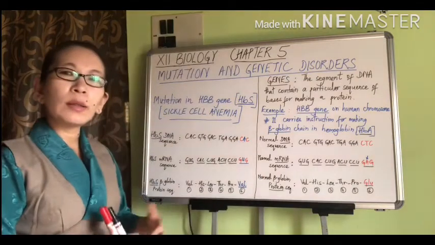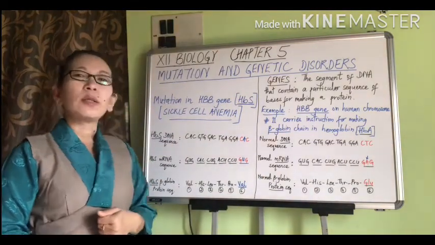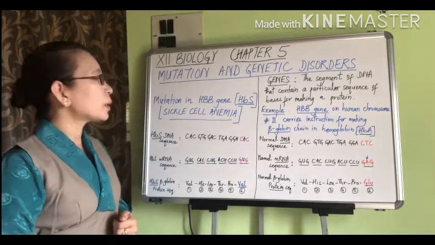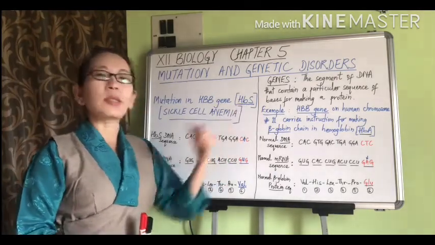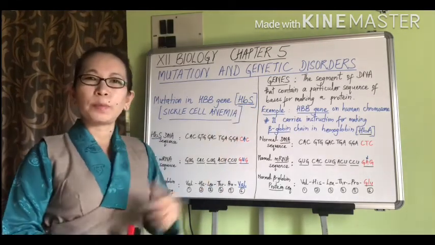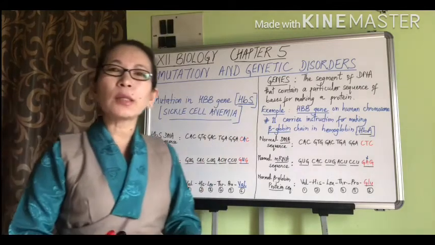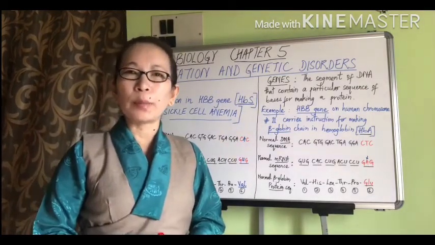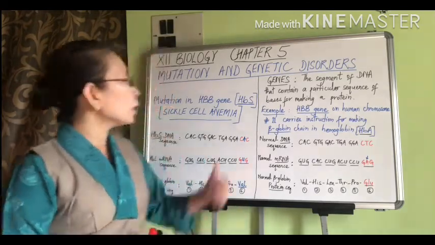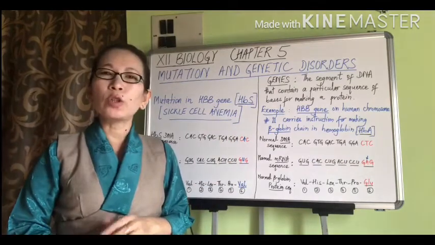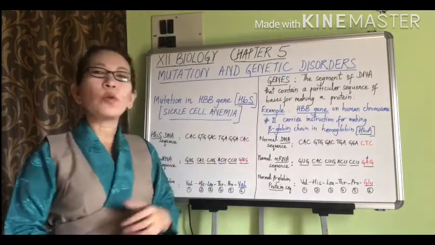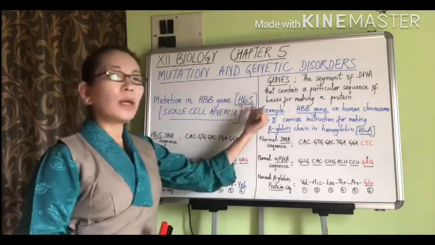Now let's look into another situation where there is a mutation that has happened in the HBB gene. And this mutation is denoted as HBS. So HBS actually means it is a sickle-shaped hemoglobin. The mutation has resulted in a change in the structure of RBC. Instead of the normal disc-shaped, rounded structure, now the RBC has changed into a sickle-shaped or crescent-shaped structure, and such hemoglobin is denoted as HBS.